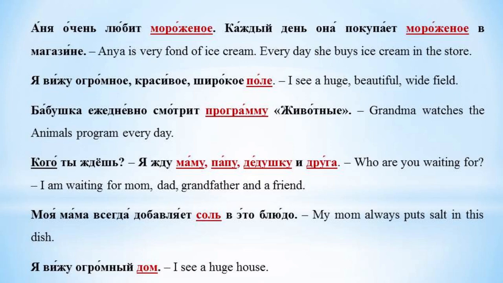And now let's take a look at some examples and read the sentences with the accusative case. I underlined those words that I used in the accusative case. Аня очень любит мороженое. Каждый день она покупает мороженое в магазине. Я вижу огромное, красивое, широкое поле. Бабушка ежедневно смотрит программу «Животные».